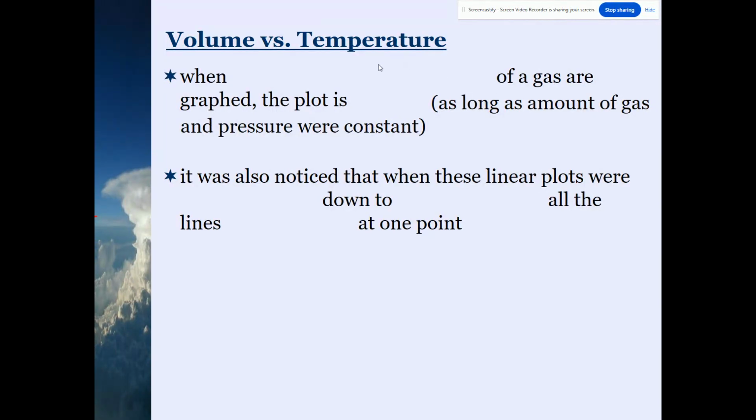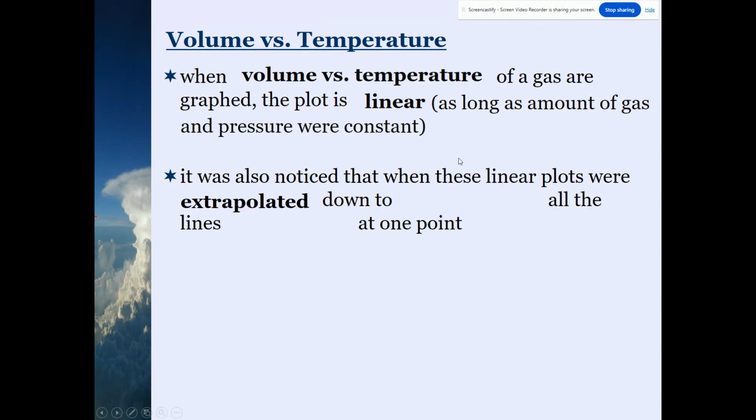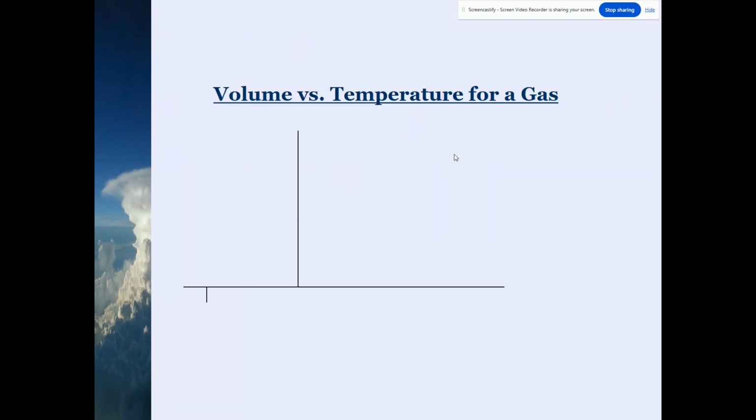So first of all, getting started, when we had different gases and they were plotted in a graph, showing how as temperature changes, what happens to the volume when the amount of gas and the pressure are constant. They took the graphs and extrapolated to where they took up a volume of 0. They all converged at one point. So let's look at this graph.